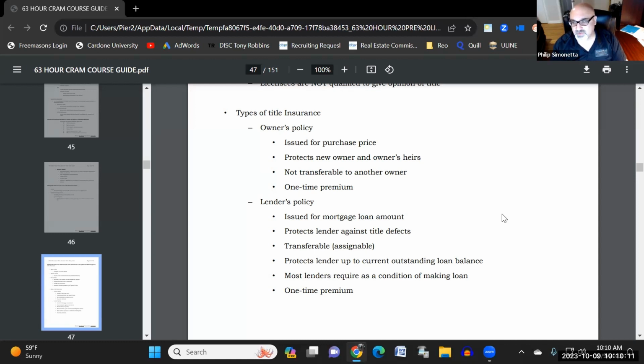The lender's policy is transferable because when one lender sells the mortgage to another lender and the owner just changes who they're paying, nothing changes but the payment. That policy has to transfer as it sells. Okay.